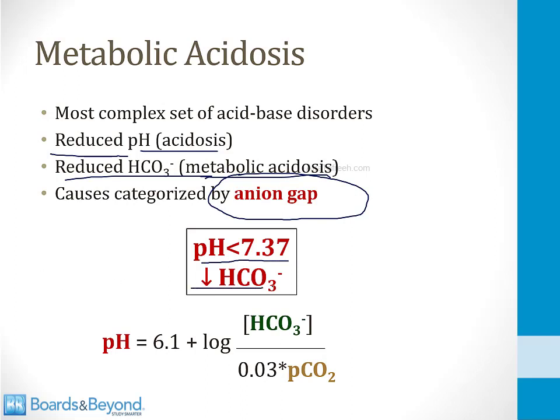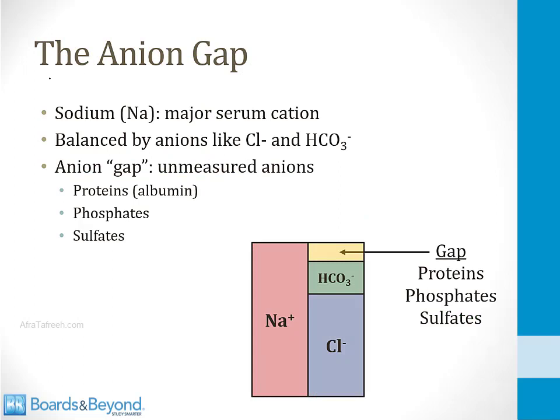And if you look at the Henderson-Hasselbalch equation at the bottom of the screen, in all of the metabolic acidosis disorders, the bicarbonate level is reduced. That's the primary abnormality. This causes the pH to fall, and then the compensation by the lungs is to decrease the PCO2. In order to do this, the respiratory rate will increase and there will be hyperventilation. That's the normal physiologic response to a metabolic acidosis. So now let's talk about the anion gap.